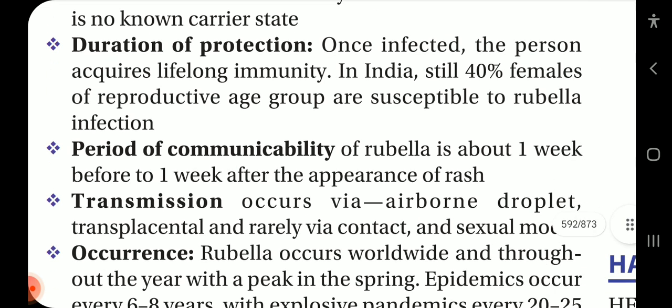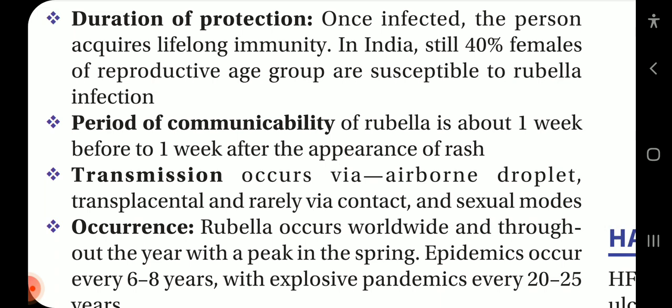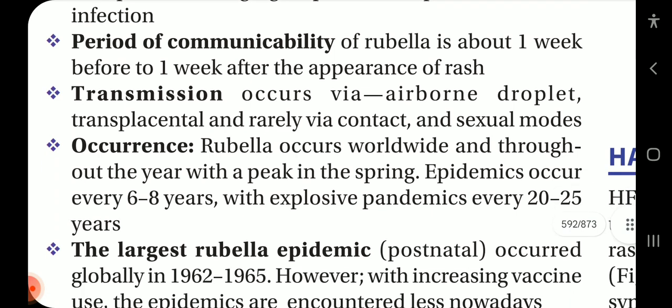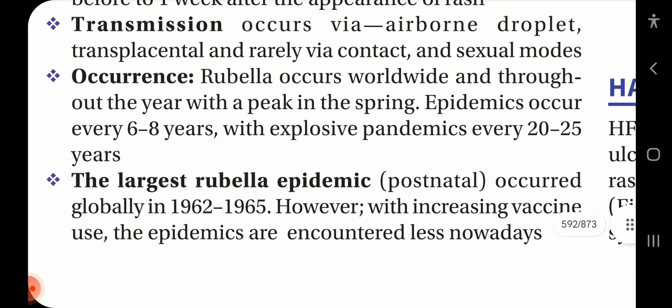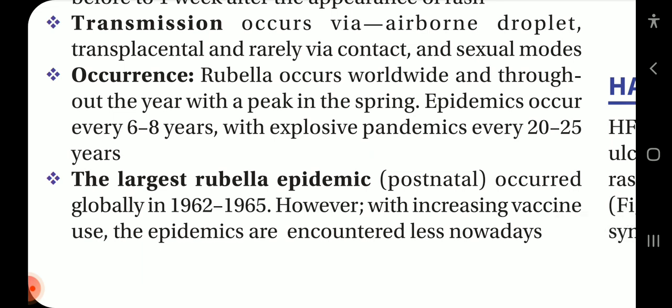Duration of protection: once infected, the person acquires lifelong immunity. In India, still 40% of females of reproductive age group are susceptible to rubella infection. Period of communicability of rubella is about 1 week before to 1 week after the appearance of rash. Transmission occurs via airborne, droplet, transplacental, and rarely via contact and sexual modes.